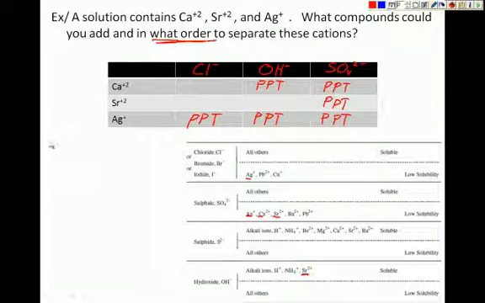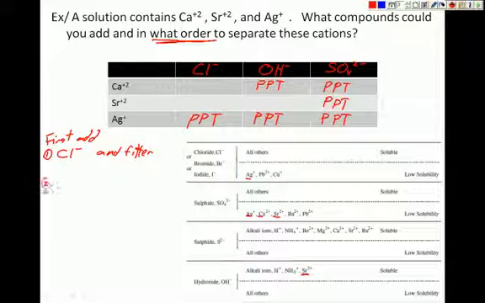So if you're given a question like this on a test, you should say, first add chloride ions and filter. A little bit messy, sorry. So that's the first one we do.